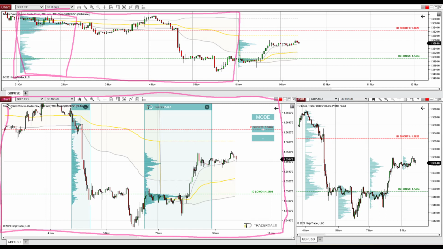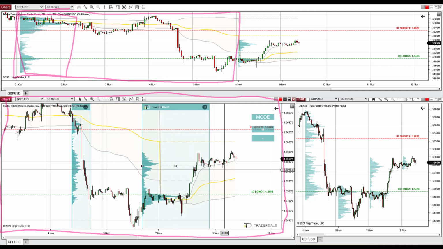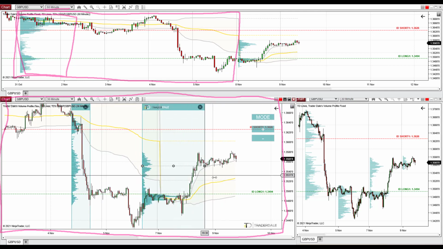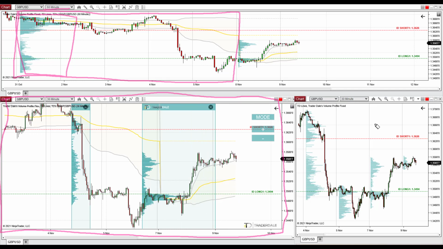It's sort of a main chart that I use, and on this 30-minute chart I use flexible volume profile. It's volume profile which you can move around like this. And the last chart is also a 30-minute chart, and this chart shows daily volume profiles. Those profiles show volume distribution each day.